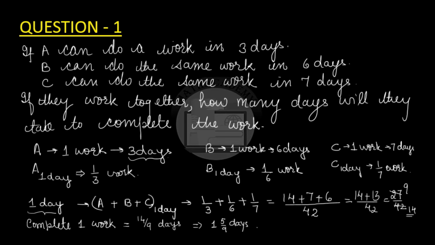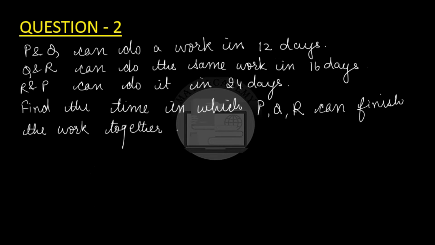One last example. P and Q can do a piece of work in 12 days. So P plus Q together complete one work in 12 days. So if we have to find out the work done by P and Q together in one day, that's the unit time, then it will be the reciprocal of 12.